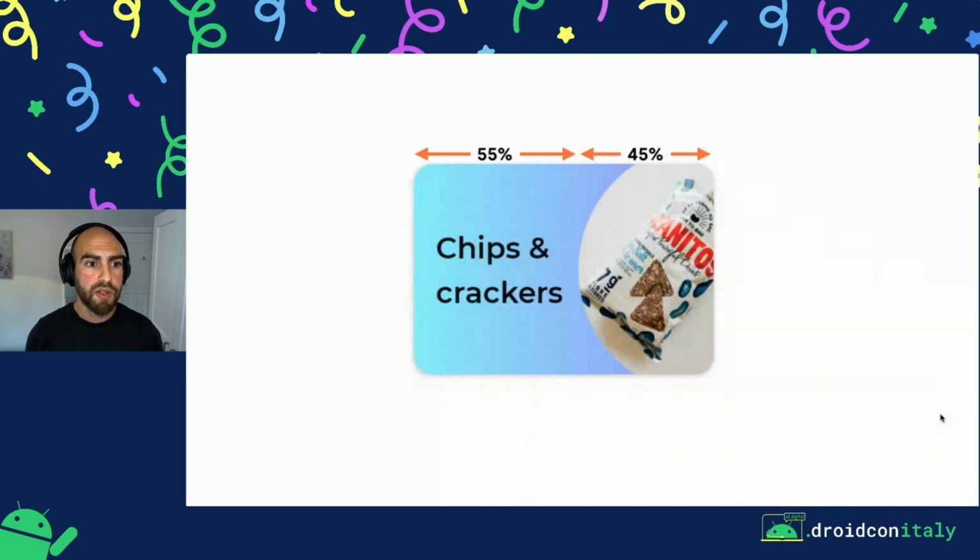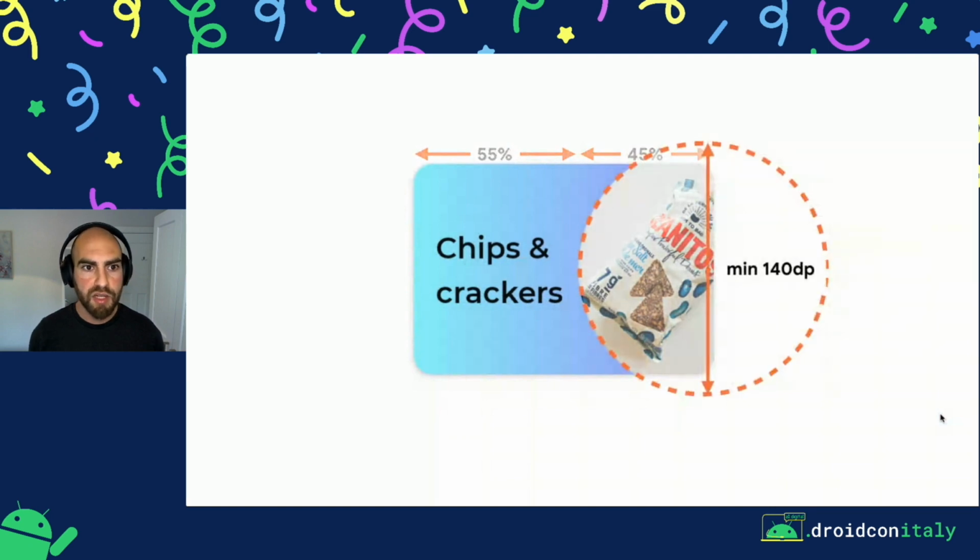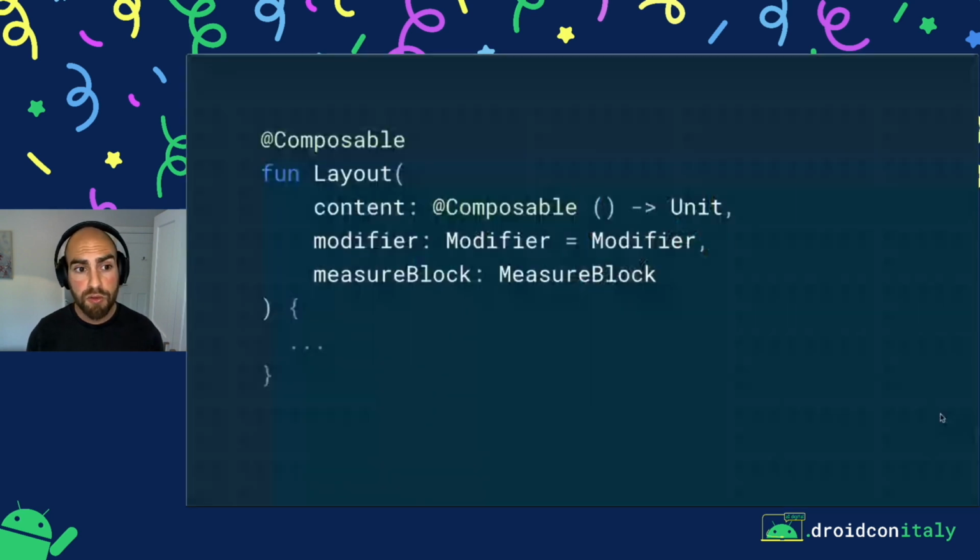My design called for the text to take up a certain percentage, then the image should kind of peek in with a certain percentage size. And that image should have a minimum diameter of like 140 dip or something like that. That's what the designer asked for. So you might have been able to use a combination of the standard layouts to build this, but it's actually super simple to do this with a custom layout.